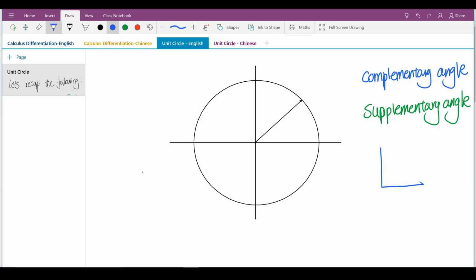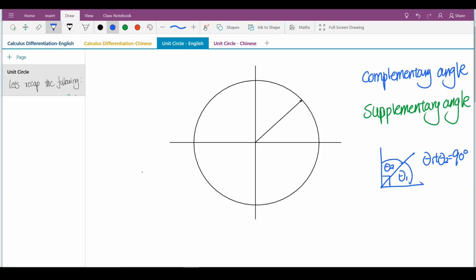if there's a theta 1 here and a theta 2 here, we know that theta 1 plus theta 2 must equal 90 degrees, because inside a right angle there's only 90 degrees. That is the complementary angle. So theta 1 is the complementary angle of theta 2, and theta 2 is the complementary angle of theta 1.